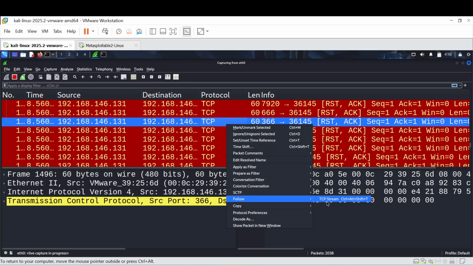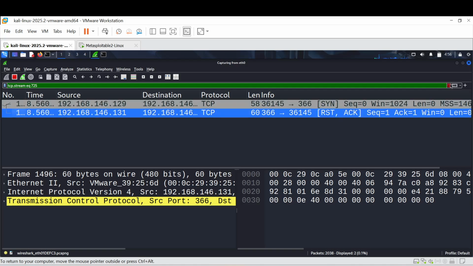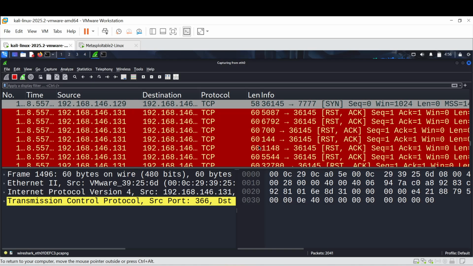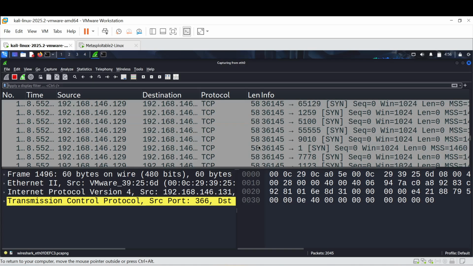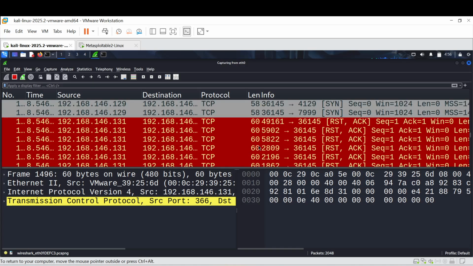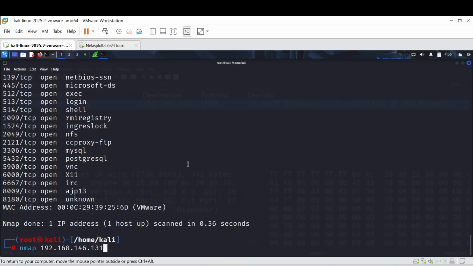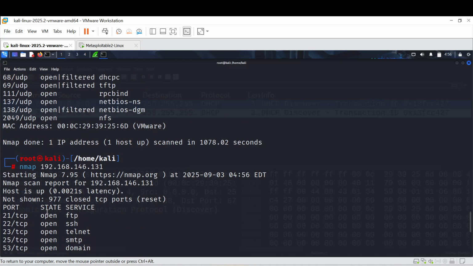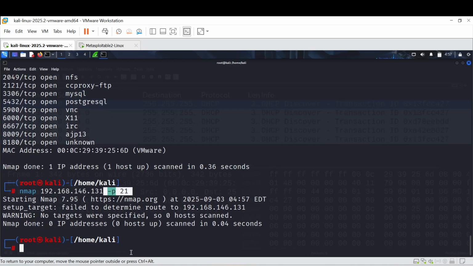Now, let me try to follow the TCP stream so that I will be able to see what communication happened. Since it is showcasing us this many packets, let me do one thing. Instead of looking for all the well-known 1,000 ports, let's specify a single port number like 21, like this one I'm providing over here. So if you want to specify a single port, you have to write -p and the port number.